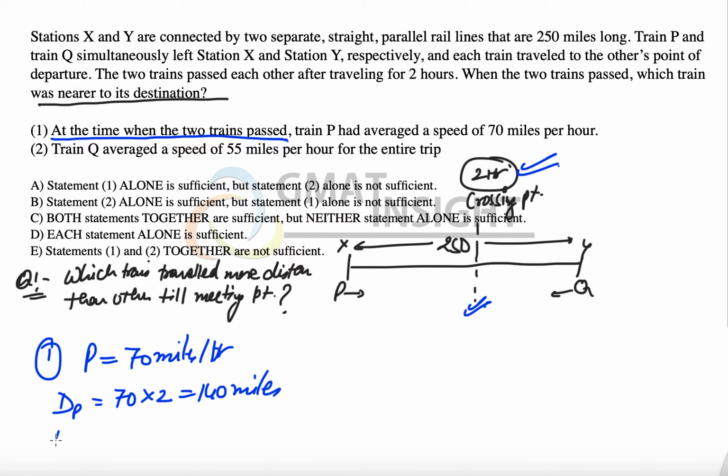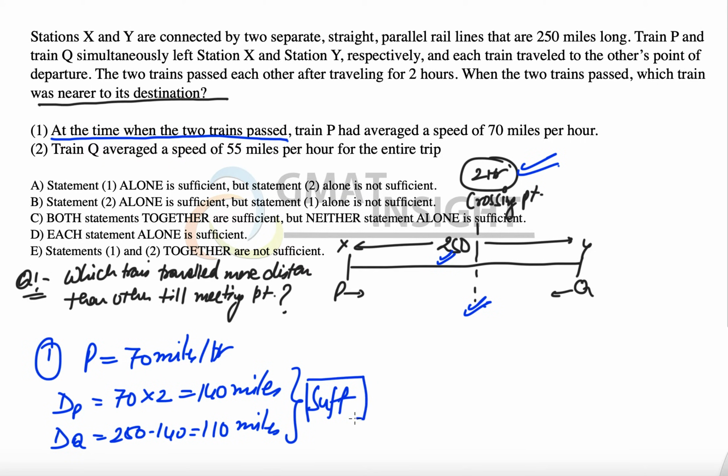And what is the distance then traveled by Q? Because the total distance traveled by P and Q together should be equal to 250 if they are crossing at some point. So the distance of Q should be equal to 250 minus 140, that means 110 miles. So of course, P was closer to its destination than Q. Q was still 140 miles away and P was only 110 miles away. So the distance traveled by P is greater than the distance traveled by Q, and hence the first statement is clearly sufficient to answer the question, leaving us with only two choices, option A and option D.